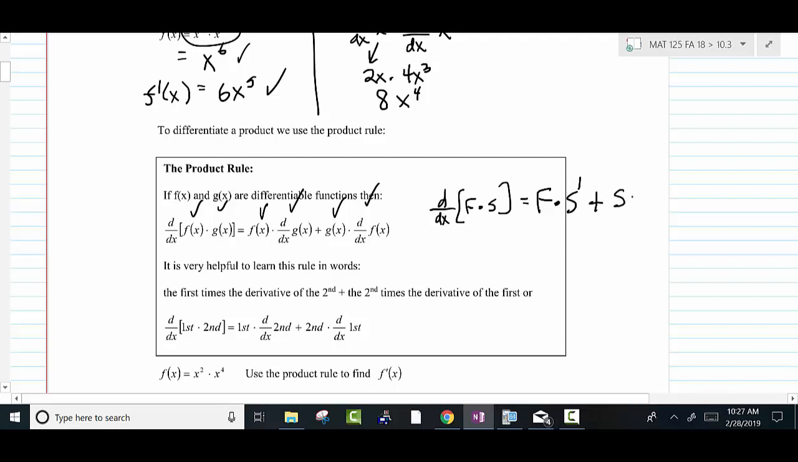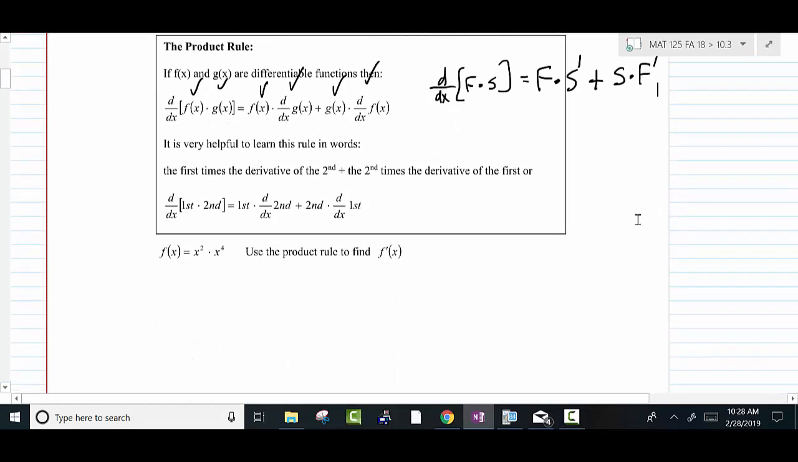Then it's the second times the derivative of the first. So if you learn it in words, you'll have it down pretty quickly. It's just the first times the derivative of the second, plus the second times the derivative of the first. If you learn it in words, you'll remember it a lot better than if you learn it in symbols. Okay?